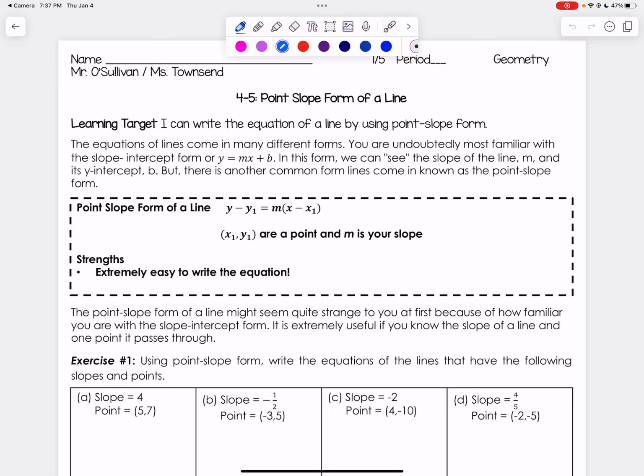So the equations of lines come in many different forms. You're undoubtedly most familiar with the slope-intercept form, or y equals mx plus b, where we can see the slope and see the y-intercept. But there's also this thing called point slope form, which is right there. y minus y1 equals m times x minus x1.